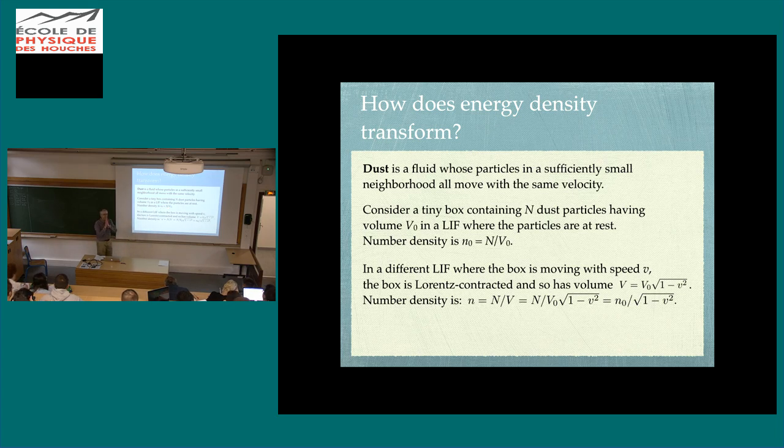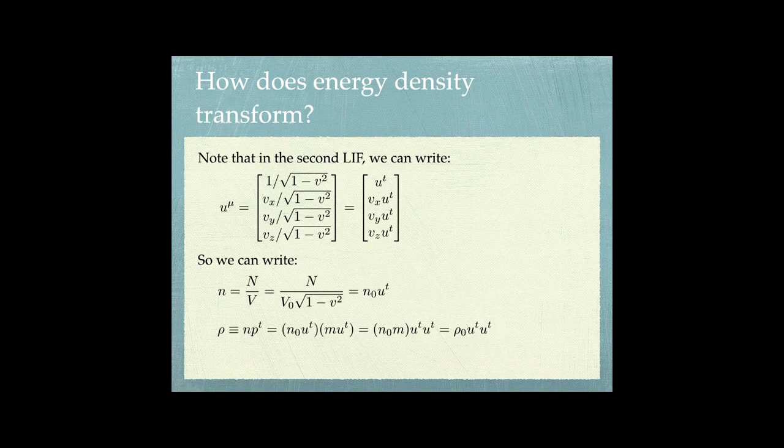So then you think about looking at this in a different inertial reference frame where the box is moving with a certain speed. Then the box will be Lorentz contracted, and so its volume is a little bit smaller in the new reference frame than it was in the original reference frame. So the new number density, still the same number of particles in the box, is a little larger by a factor of 1 over the square root of 1 minus v squared. Okay, so that tells you something about the transformation.